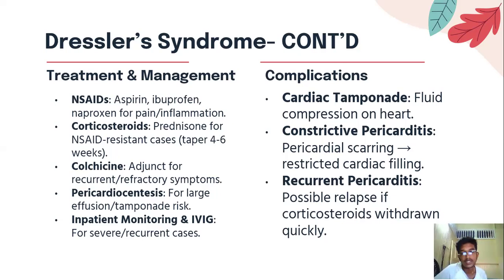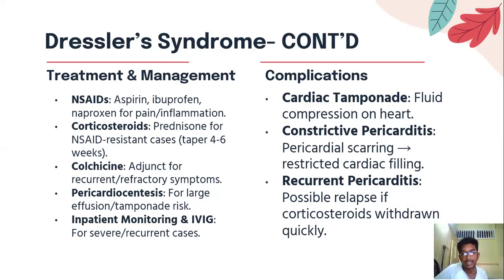Then we have the corticosteroids. In cases where the patients are unresponsive to the NSAIDs, a short course of corticosteroids such as prednisone may be prescribed and gradually tapered over 4 to 6 weeks. Then you have colchicine, sometimes used as an adjunct in patients with recurrent or refractory symptoms, as it has shown benefits in reducing pericarditis symptoms.